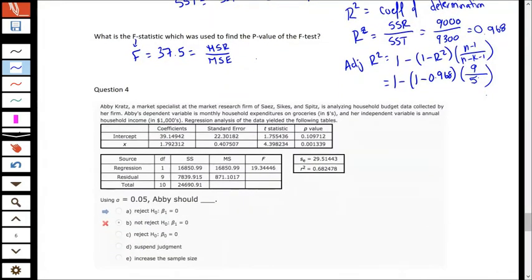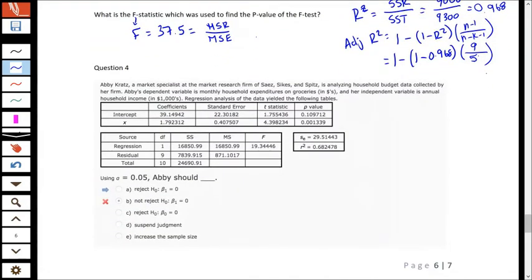Let's take a look at this question here. This is an actual question from your practice problems. These are just ones that people send me a lot of. So Abby Kratz is a market specialist in the market research firm of Saz, Sykes, and Spiz. What are these names? They're analyzing household budget data collected by her firm. Abby's dependent variable, that means it is your Y, is monthly household expenditures in dollars, and her independent variable is annual household income in thousands. Careful on those units.